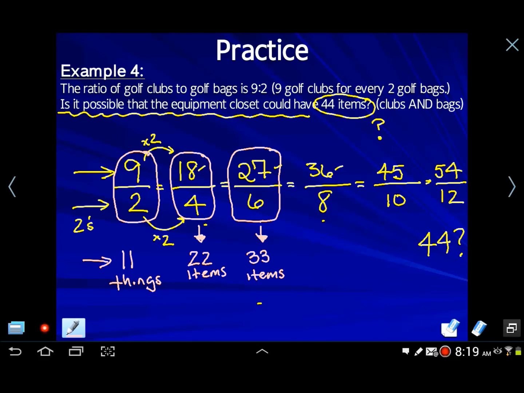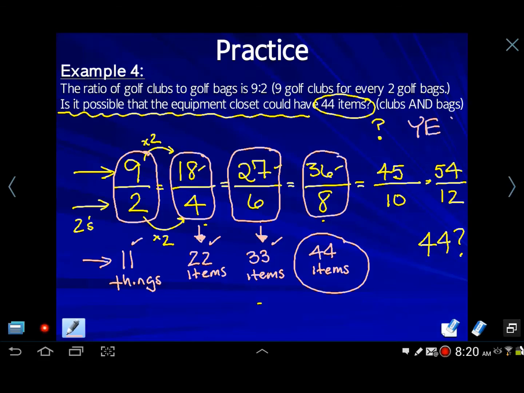So hopefully at this point you're noticing a pattern. Just like we had a pattern with the numerators and denominators, we had a pattern with the total, the sum. These numbers are all multiples of 11. So 11, 22, 33, and then this one we could expect to be 44. 36 plus 8 is 44. So 44 items. And there you go. Now we know the answer to this question, and the answer is yes.